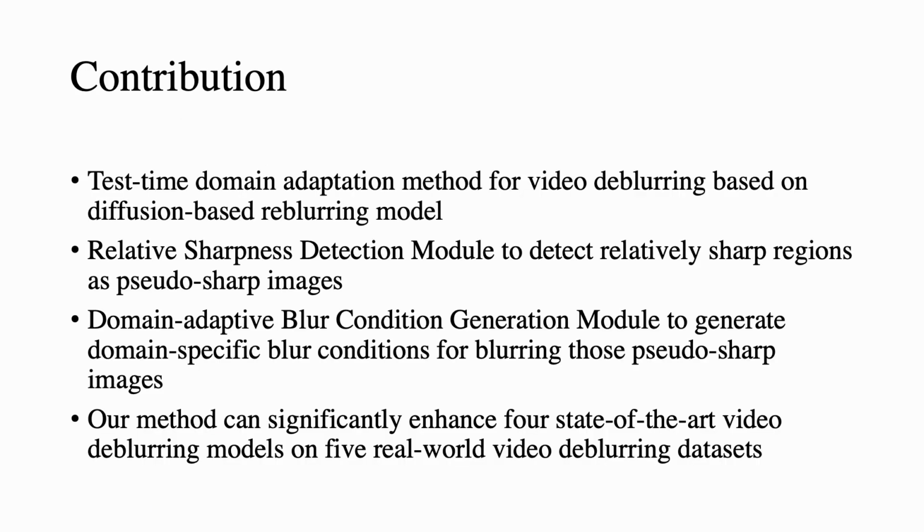Our method offers 3 key contributions. We propose a test-time domain adaptation approach for video deblurring, leveraging a diffusion-based blurring model. We introduce the relative sharpness detection module to identify relatively sharp regions as pseudo-sharp images, and the domain-adaptive blur condition generation module to produce domain-specific blur conditions for blurring these images. Experimental results show that our method significantly improves the performance of state-of-the-art video deblurring models across 5 real-world video deblurring datasets.